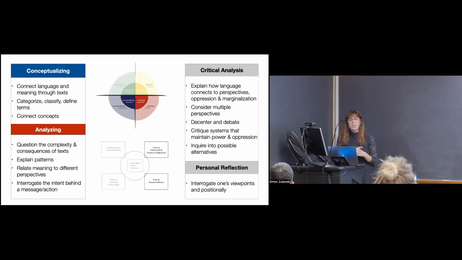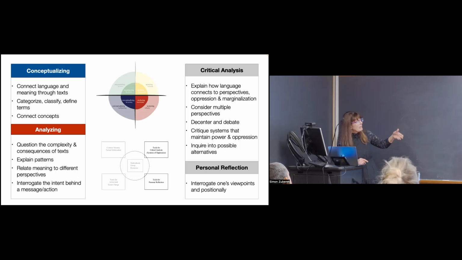So just to refresh, conceptualizing is about making form meaning connections through text. So students do things like categorize, classify, define terms, connect concepts. I should also remind everyone that conceptualizing is the zooming in and looking at the specifics. The analyzing is zooming out and looking at the big picture. And so this is where students are questioning the complexity and consequences of text. They're explaining patterns. They're taking into consideration different perspectives, and they're trying to understand the intent behind a text and the messages that it conveys.